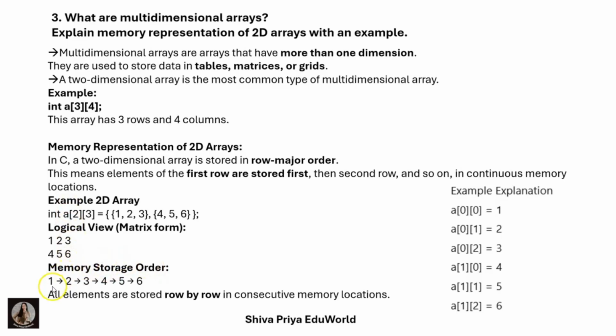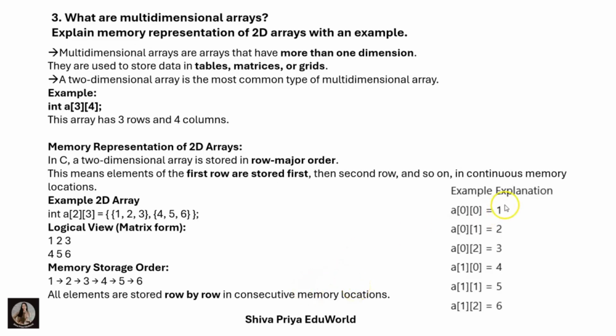Memory storage order will be 1, 2, 3, after that 4, 5, 6. First row and after that second row. This is the memory storage order. Clear? Row by row. After the first row, it will immediately go to the second row. It will not consider the columns. It will go row by row, first row and second row. Clear about this? All elements are stored row by row in consecutive memory locations.